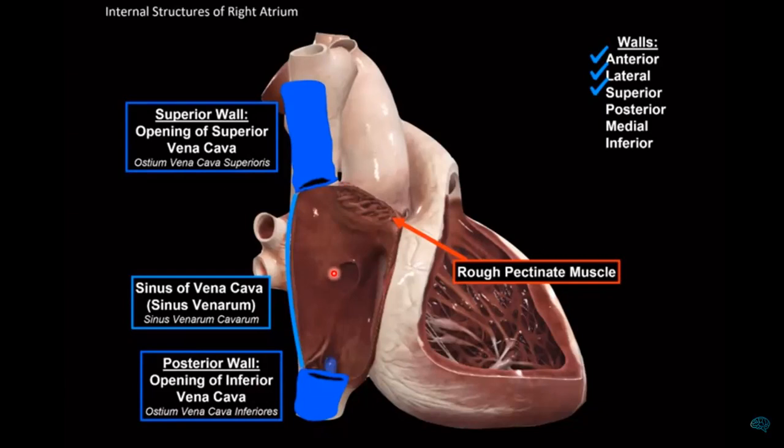Another thing you will find in the posterior wall is that anteriorly here we will find the rough pectinate muscles. I told you about it. In the anterior wall you can find a little of the rough pectinate muscles, but posteriorly, between the opening for the superior and inferior vena cava, we have a wall in here. This wall is called the sinus of vena cava, or sinus venarum.